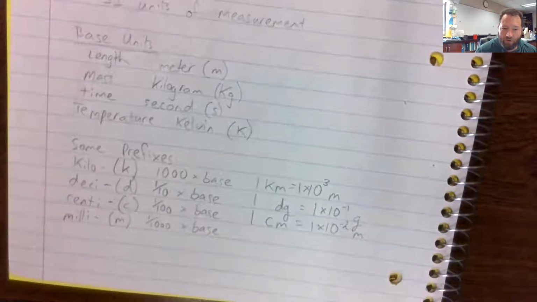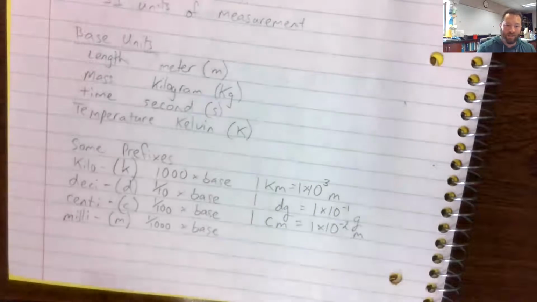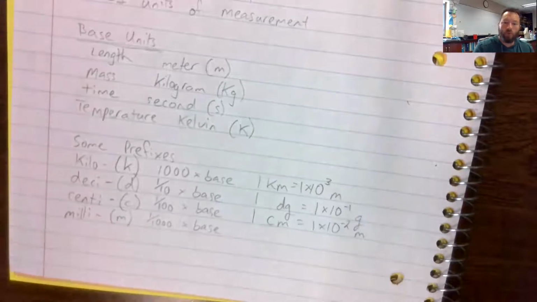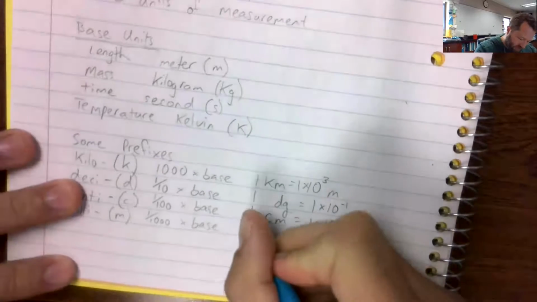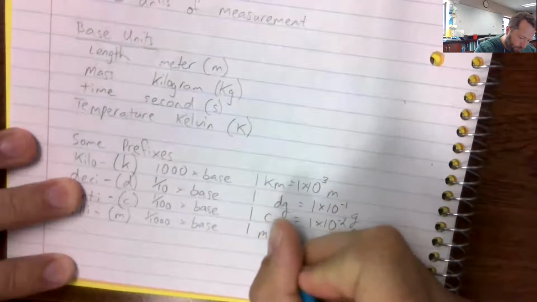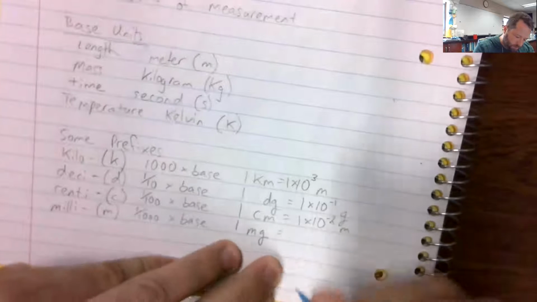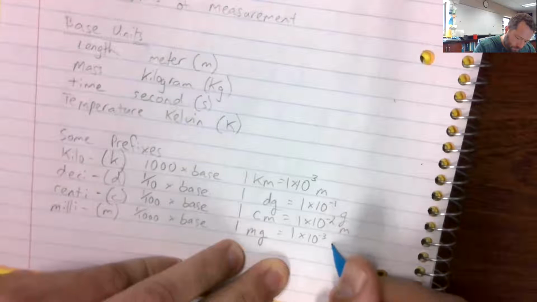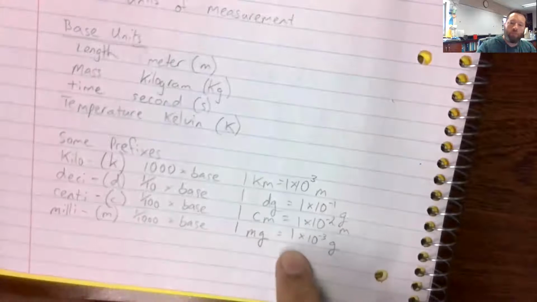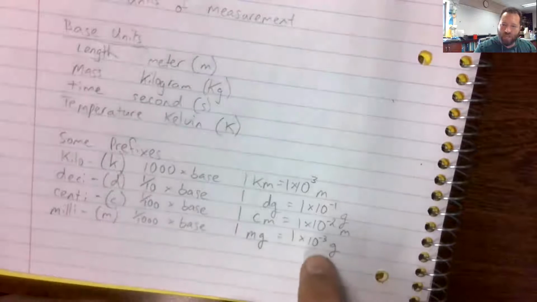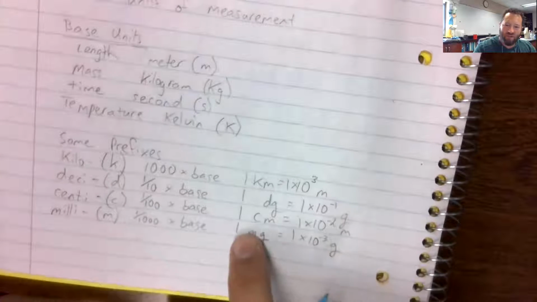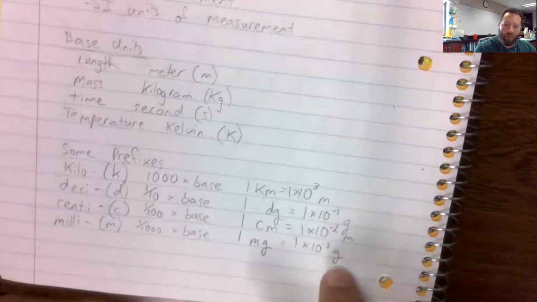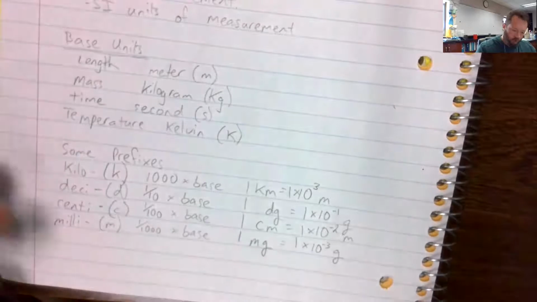Next up, and again, you may have heard of this one, milli. So 1 milli is 1/1000th of the base. So if you have a milligram, you have 1/1000th, moving that decimal point 3 times, 1/1000th of a gram, so a much smaller number.